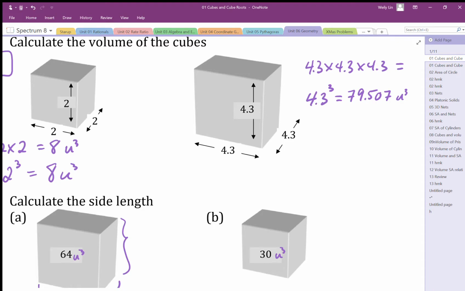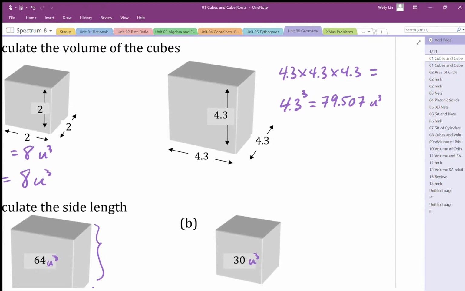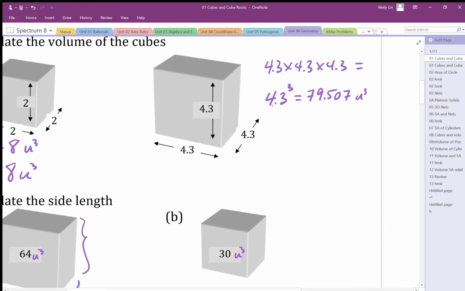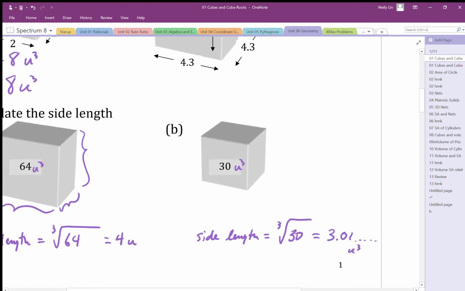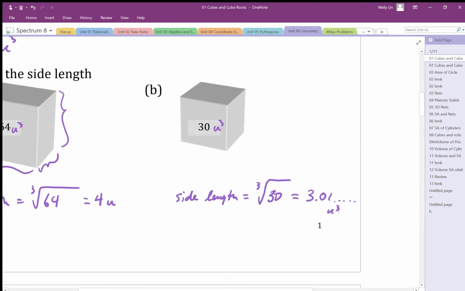Okay, so moving on from the last question, if we worked out the cube of 4.3, it should be 79.507 cubes, units cubed. So that's how many cubes would fit into that space. For the 30 cubes here, when we cube root it, the side lengths of each of the length, width, and height should be about 3.01 dot dot dot. That number is important to recognize.